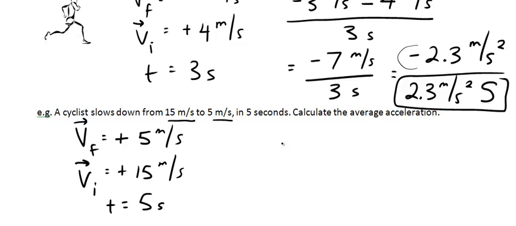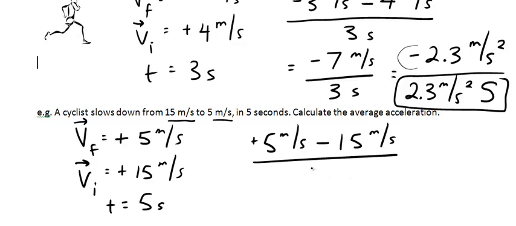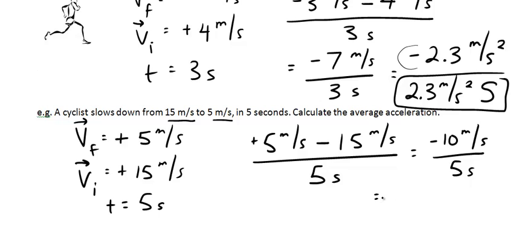Okay, so put this into our formula here. Our final velocity minus our initial velocity over time. So you can see this becomes negative 10 meters per second over 5 seconds. And so you can see how this is a good example of negative acceleration. Negative 2 meters per second squared.